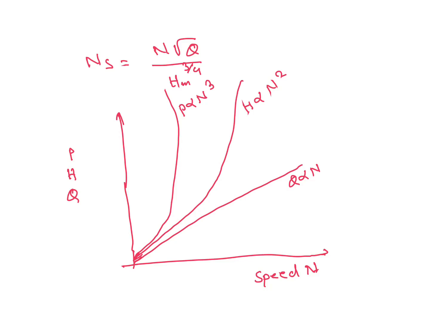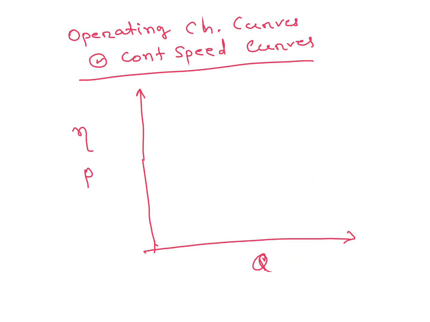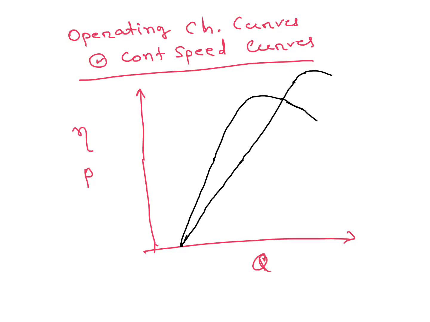And for turbine, operating characteristic curves are important, or constant speed curve: efficiency and power versus discharge. For efficiency it will increase up to a certain point, after that it will decrease. And for power it will go on increasing, after a certain point it will decrease. This is for power and this is for efficiency. Head is constant and speed is constant.